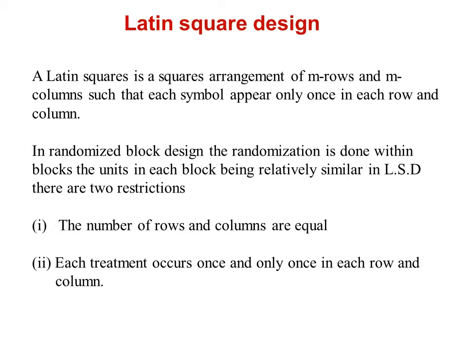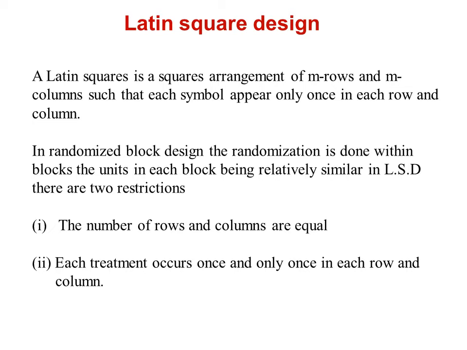Suppose ABCD are the given values, so in the first row A will come only one time, and like that we are going to design this Latin square. In randomized block design, the randomization is done within blocks, the units in each block being relatively similar. In LSD, LSD means Latin square design, there are two restrictions. What I am trying to tell is whatever rules are followed in RBD, the same thing we are going to follow here also.